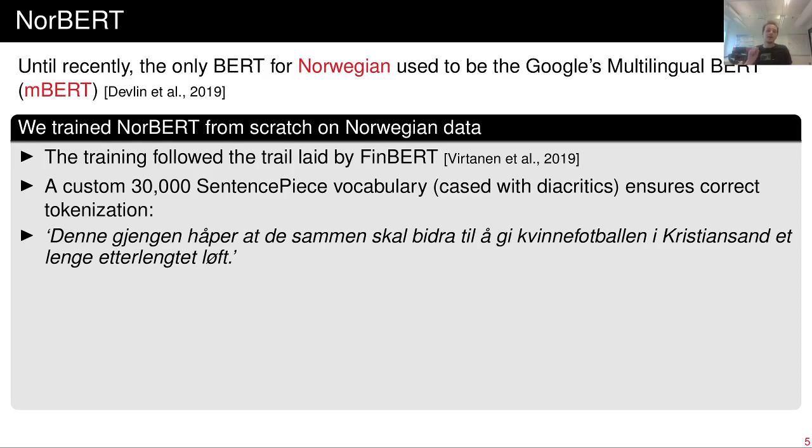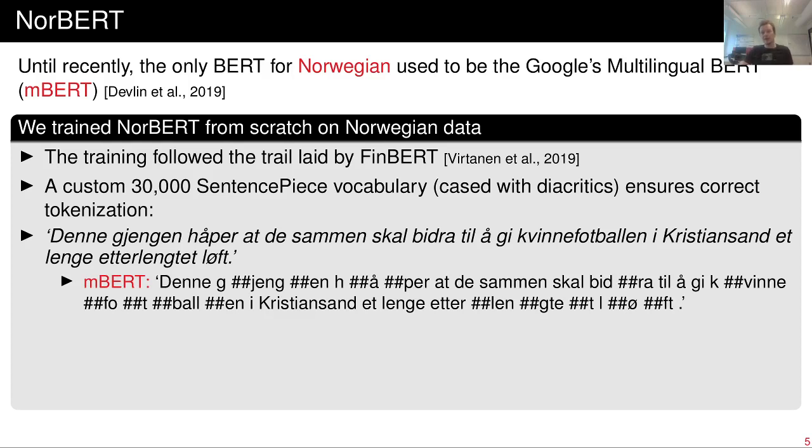An important thing here is that our NorBERT model features a custom 30,000 sentencepiece vocabulary, which ensures correct Norwegian tokenization. Let's, for example, try to tokenize the Norwegian sentence that you see on the slide using Google's multilingual BERT. This will be something like that, and you can see that this tokenization does not make much linguistic sense. Morphemes are split, and it is obvious that the model doesn't have many Norwegian words in its vocabulary.